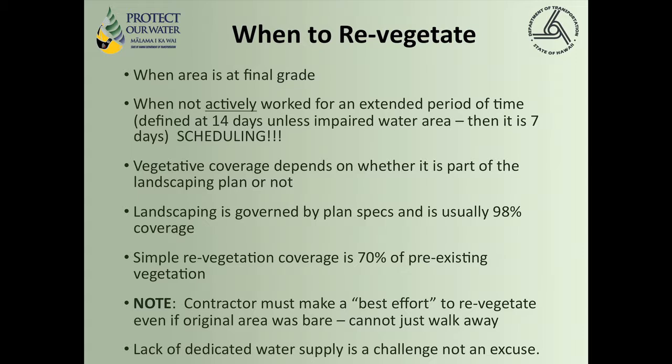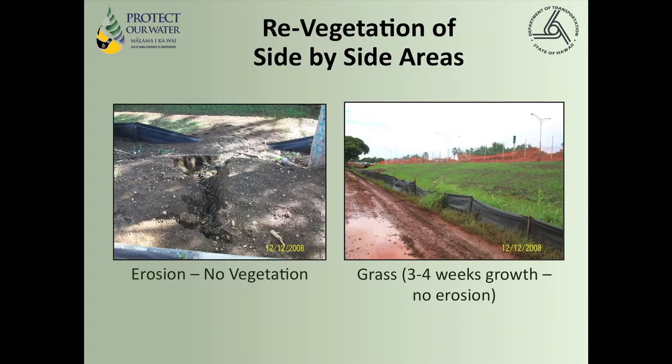Right now, today, we are spending over $6 million revegetating slopes that haven't had any grass on them for years. So you must make a contractor best effort. And it's DOT owners that will decide whether that effort was sufficient or not. And lack of dedicated water supply is a challenge, not an excuse. This is why vegetation is so important.